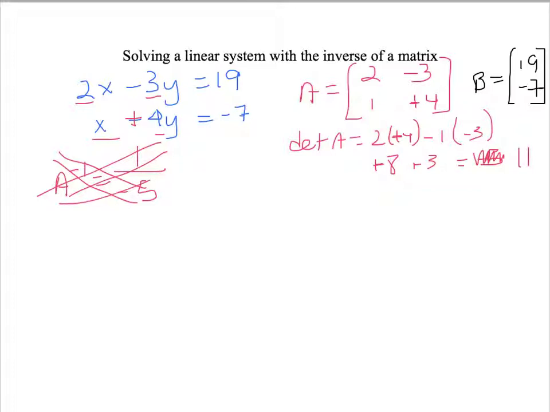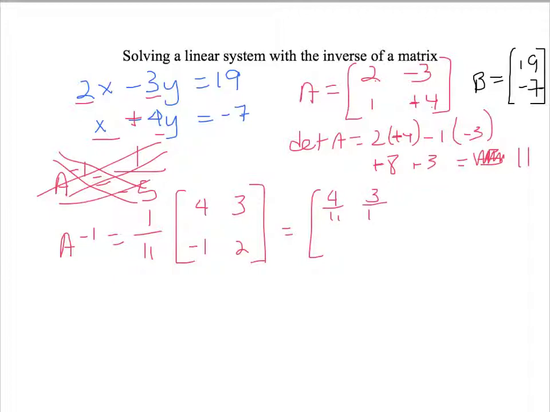And my inverse matrix is 1 over 11 times, now let's swap these two positions, 4, 2, and make these two negative. So the opposite of negative 3 is positive 3, and I have negative 1. Well, this looks kind of yucky. Alright, if I multiply this out, I get 4 over 11, 3 over 11, negative 1 over 11, and 2 over 11.